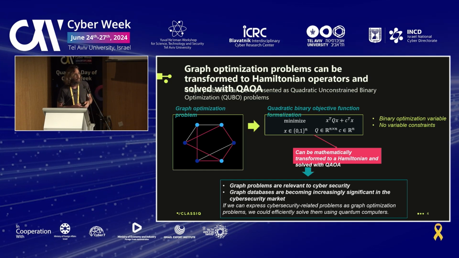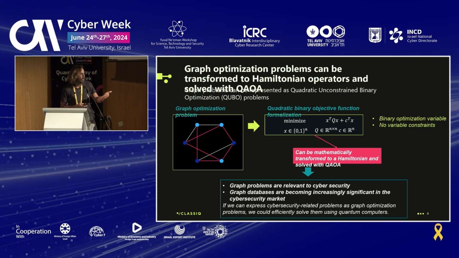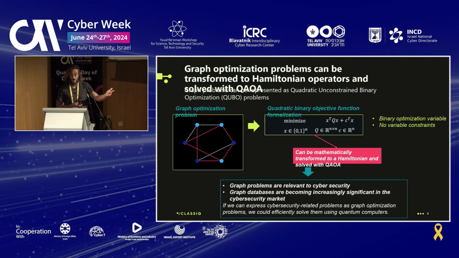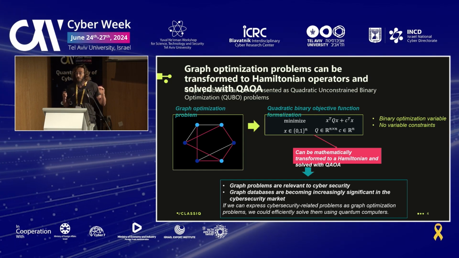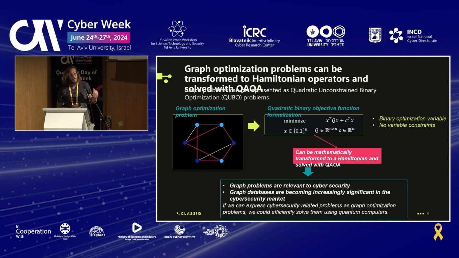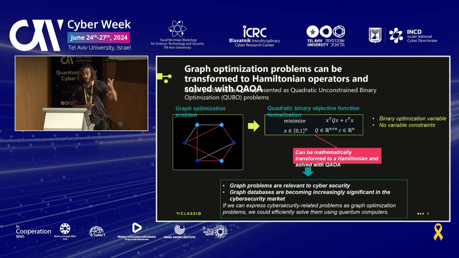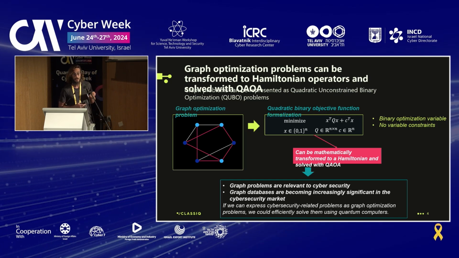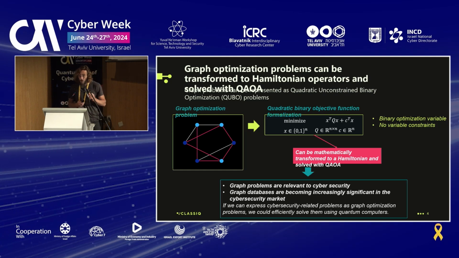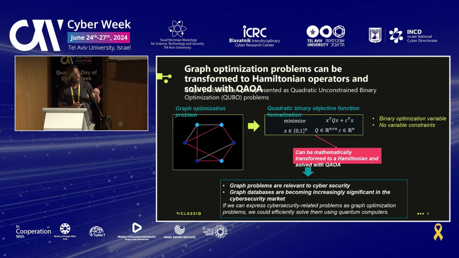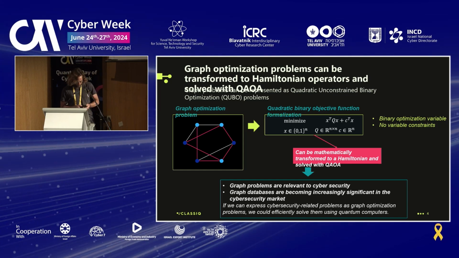Now that's getting pretty interesting, because graph problems are pretty relevant to cybersecurity. Network topologies, routing, attack scenarios, investigating incidents across a timeline, these are all graph-related problems. And graph databases are becoming increasingly significant in cybersecurity, like Wiz, our friends at JAM. These are all getting extremely popular, and for a good reason. So if we can express a cybersecurity-related problem as a graph optimization problem, we can now solve it with quantum computers using QAOA.